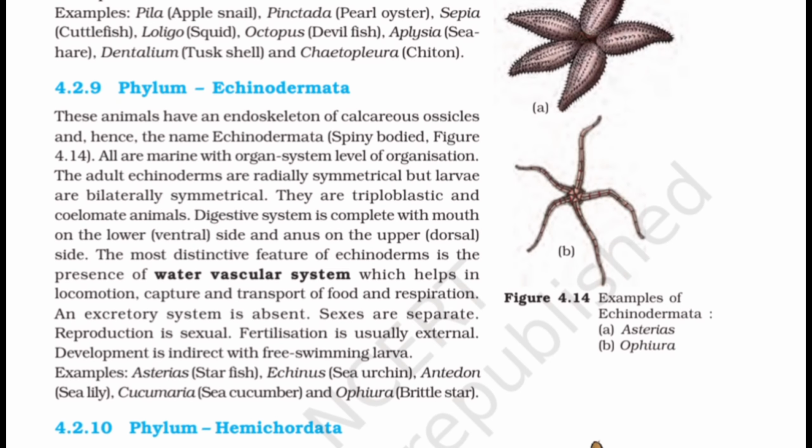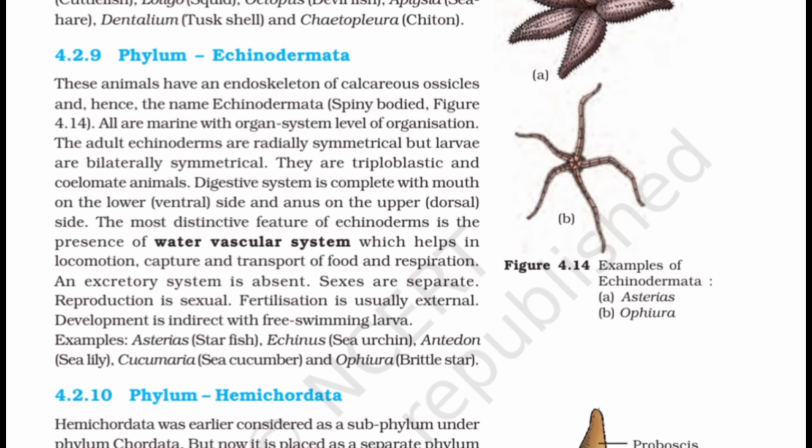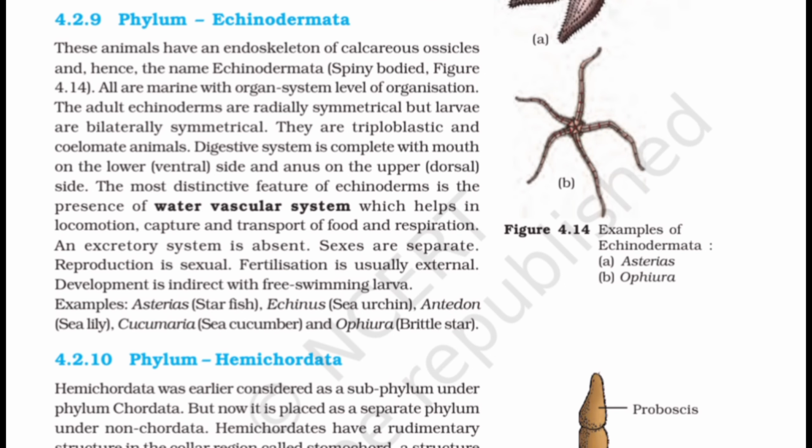The most distinctive feature of echinoderms is the presence of water vascular system which helps in locomotion, capture and transport of food and respiration. An excretory system is absent, sexes are separate, reproduction is sexual, fertilization is usually external, development is indirect with free swimming larvae. Example: Asterias starfish, Echinus sea urchin, Antedon sea lily, Cucumaria sea cucumber, and Ophiura brittle star.